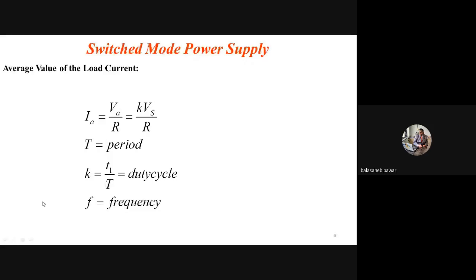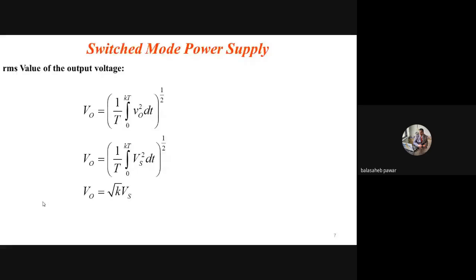Then the RMS value of the output voltage, how much will it be? As it is titled RMS, that means root of mean of square. So the same thing you will observe in this formula. That's why I have written it as 1 by capital T, integration 0 to KT of VO square dt, raised to 1/2, as it is root of mean of square, correct?